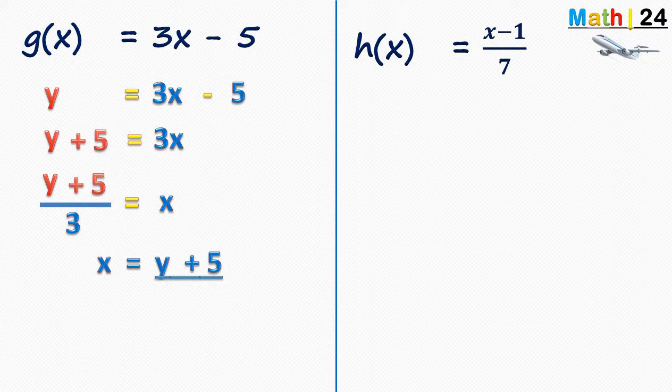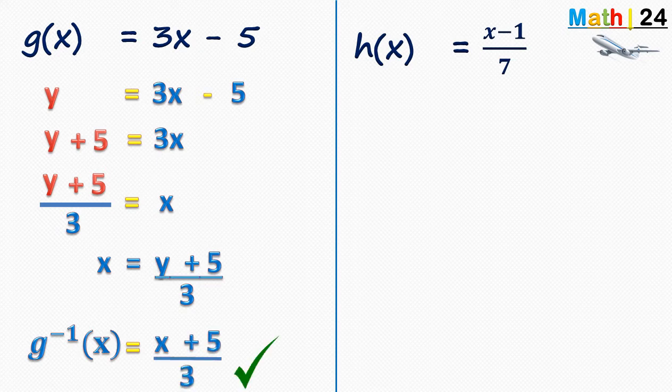Swapping the sides, we'll have our x equal to y plus 5 on 3. Therefore, our inverse function g inverse of x, because this function is g, will be equal to x plus 5 divided by 3. And the next example, we have h of x is equal to x minus 1 on 7.